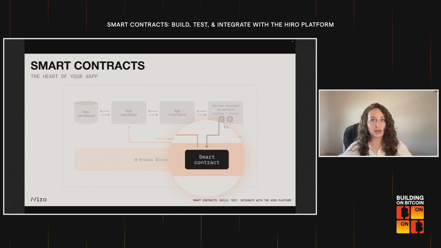Smart contracts on the Stacks blockchain are written in a language called Clarity, and they store critical data and set the ground rules for your app's business logic. And they can also transact and hold Stacks tokens.